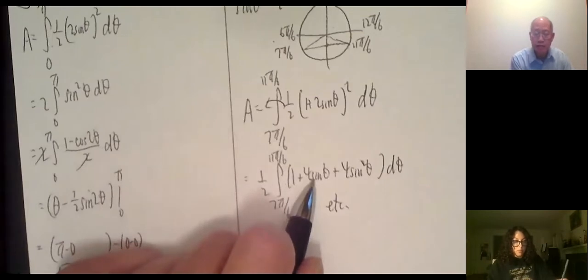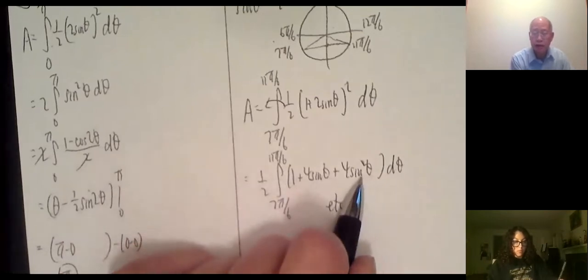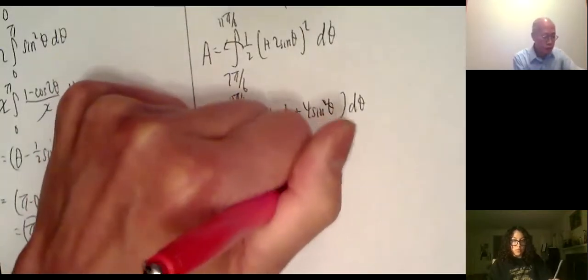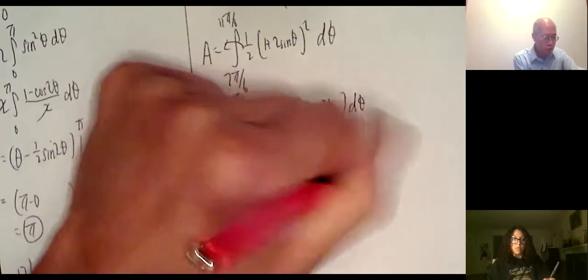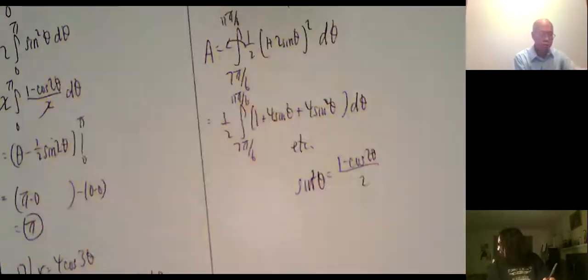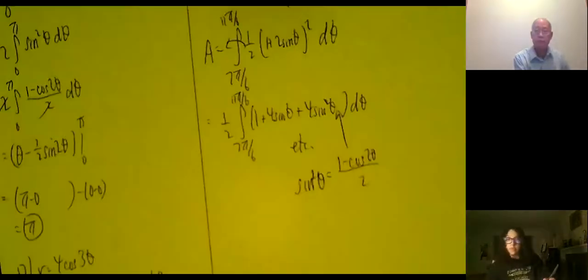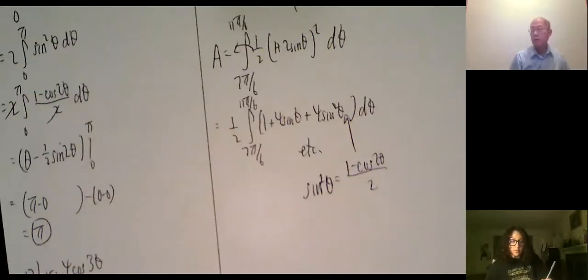That's easy to integrate. This one, use your identity, right? Sine squared of theta is 1 minus cosine 2 theta over 2. So you can use that over there. All right, so I wanted to show you that one there too. All right, so you take it from there.